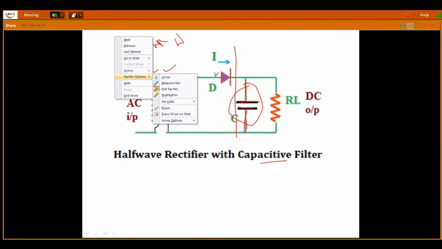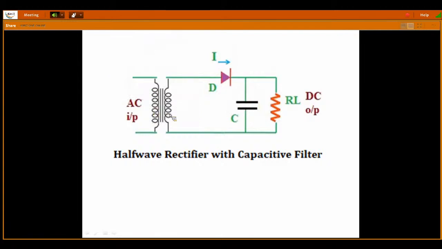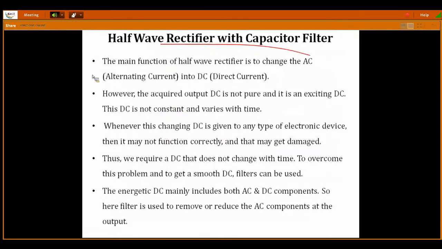Now, I move on to the operation of this half wave rectifier with the filter. What will happen? The main function of the half wave rectifier is to change AC current to DC current. But that is not direct, pure DC current. For that purpose only, we are using the rectifier. However, the acquired output DC is not pure. Whatever DC you are getting at the output of the rectifier is not pure DC output, and it is a pulsating DC. This DC is not constant and varies with time, because some AC ripples, the AC frequency component, are there. It will vary with respect to time. It is not a constant DC.